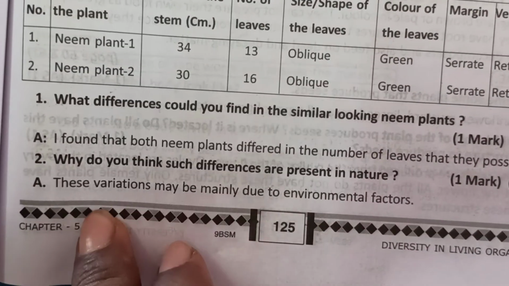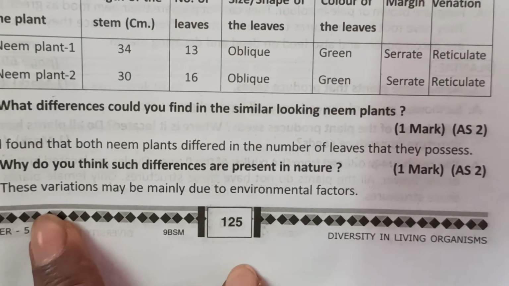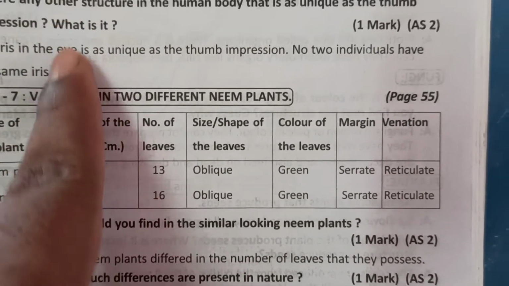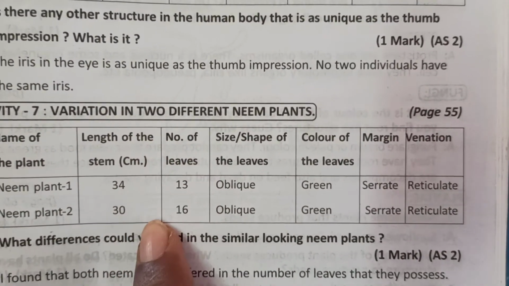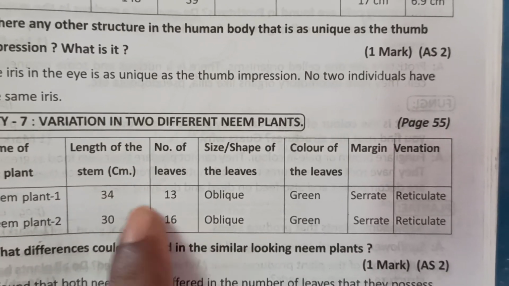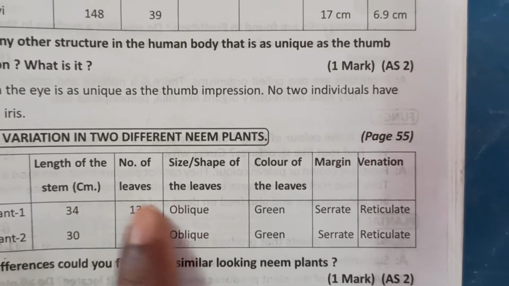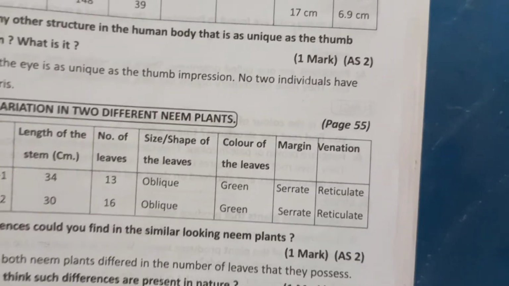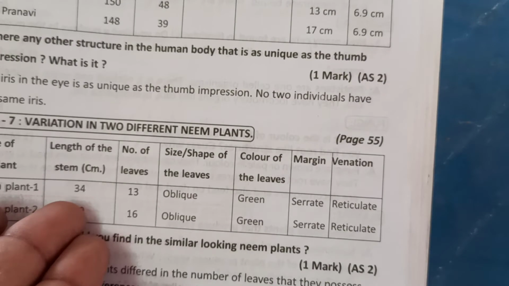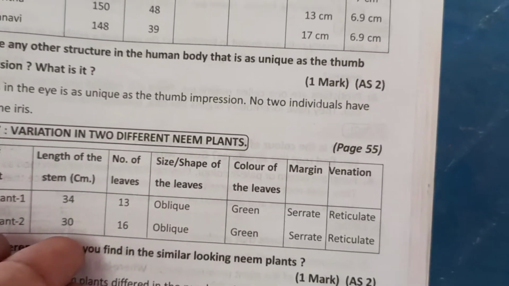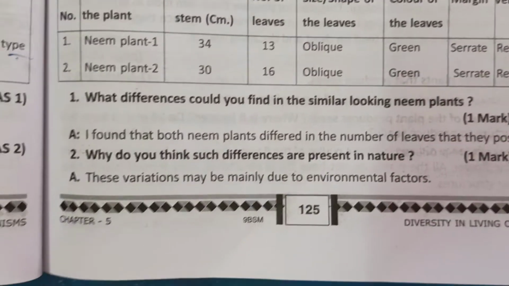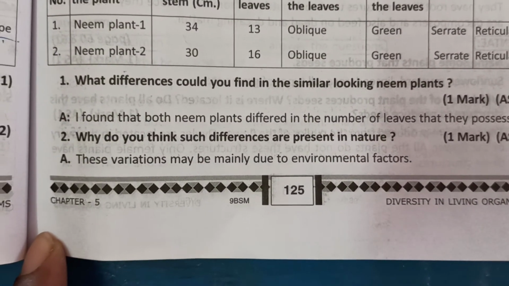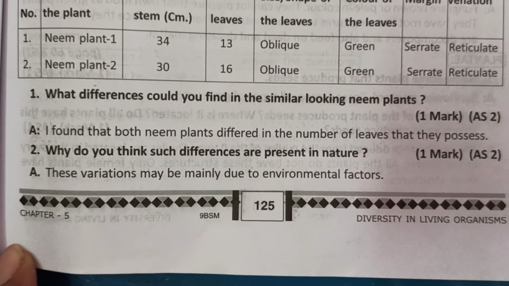I found that both neem plants differed in the number of leaves that they possess. So what is the difference we find? The length of the stem is different, and the number of leaves is also different. Based on the length of the stem, the leaves are also different. Of course the shape, size, color, margin and venation may be the same, but the number of leaves is different. That is the one and only variation we identify in the neem plant. Next, what do you think, why are such differences present in nature? Yes, these variations may be mainly due to environmental factors.